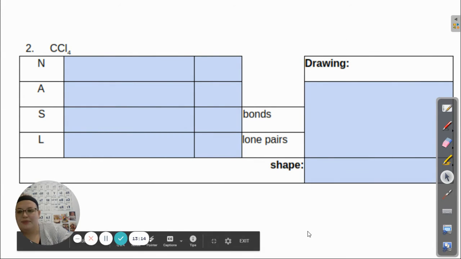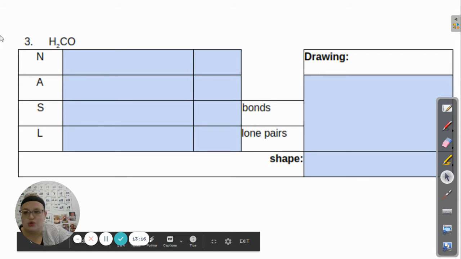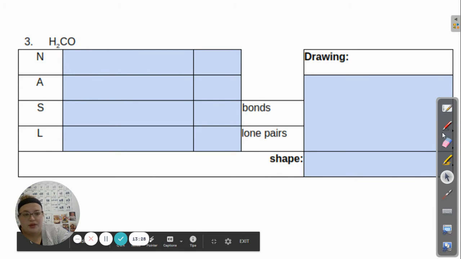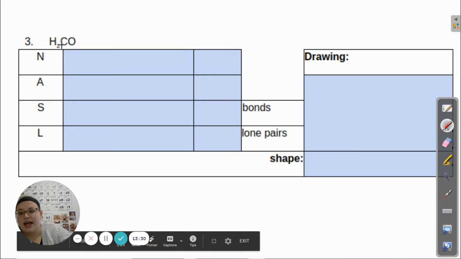All right. Now we have H2CO. I really like this example because for one thing, it's not as obvious what your central atom can be. Now we know that it's going to be carbon because if I have a carbon, it's usually my central atom. But we now have 3 different atoms we're working with instead of just 2 like we've been doing before.